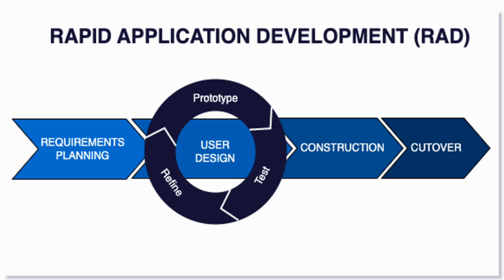Then we have construction. Building of the functional system based on the approved design and the prototypes happens. Teams usually use iterative development to code and build the software in small parts. They continuously test, refine and improve the product based on the user's feedback gathered during the design phase.